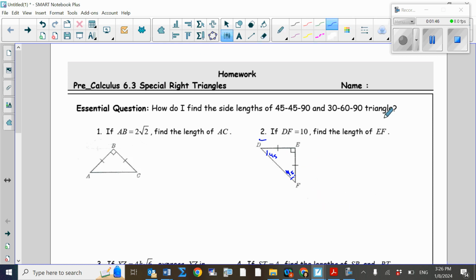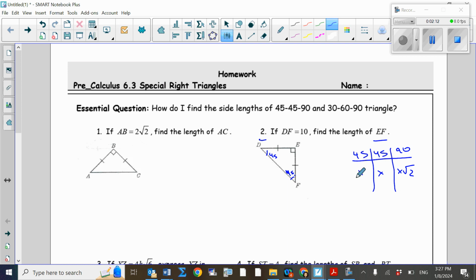Now, we're going to use that idea to solve this triangle and find side EF. Where is side EF? This one. This is what we're looking for. Okay, so we're going to use the ratio of the sides first. For a 45, 45, 90 triangle, the ratio of the sides are x, x, and x root 2. These are the ratio of the sides.